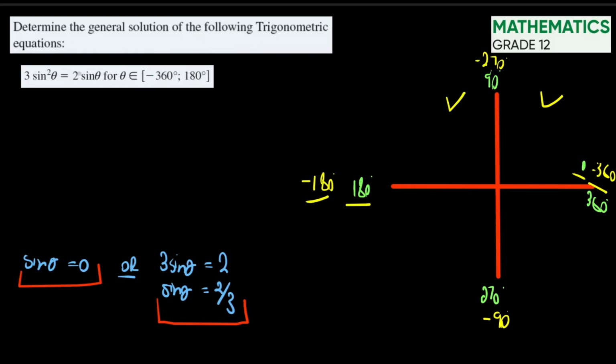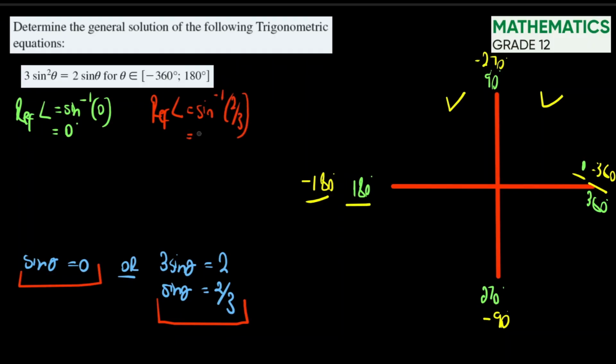So the sine of theta is equal to 0. We need to find the reference angle for that. So the reference angle will be equal to the inverse sine of 0, which will give us 0 degrees, and the reference angle for sine theta is equal to 2 over 3 will be equal to inverse sine of 2 over 3, and this will give us 41,81 degrees.